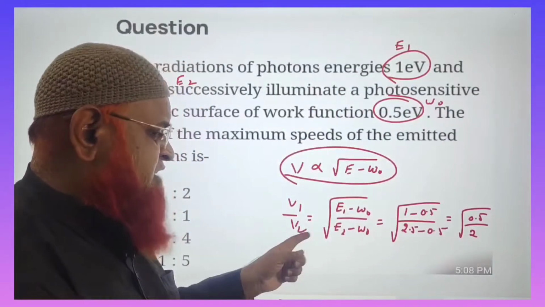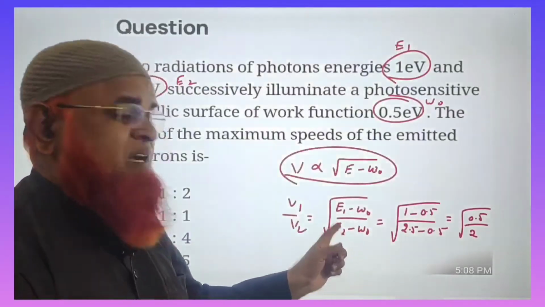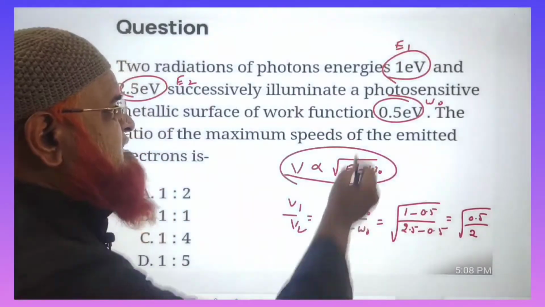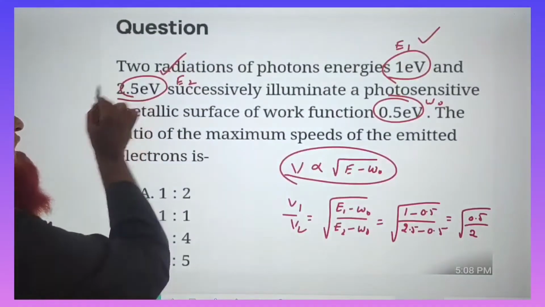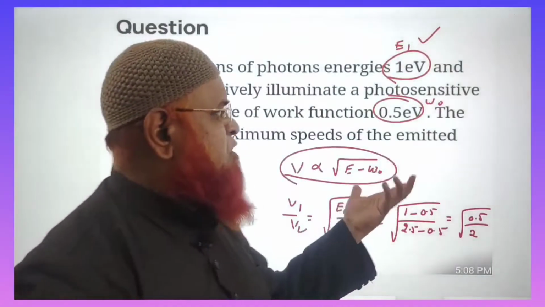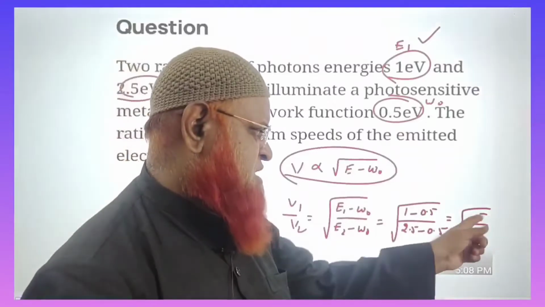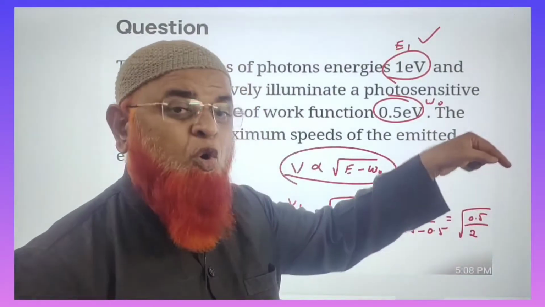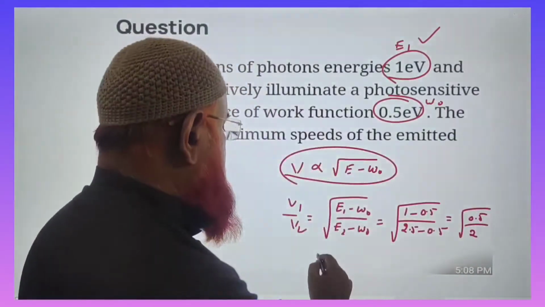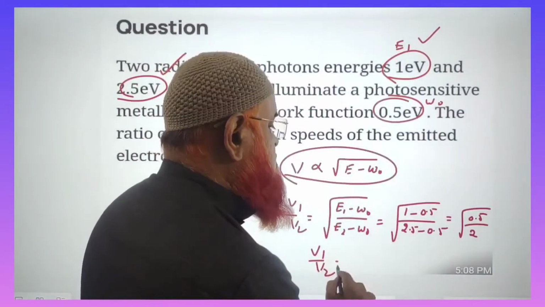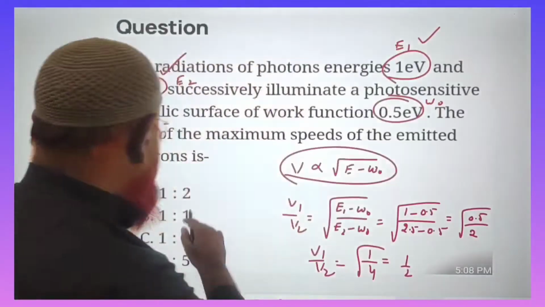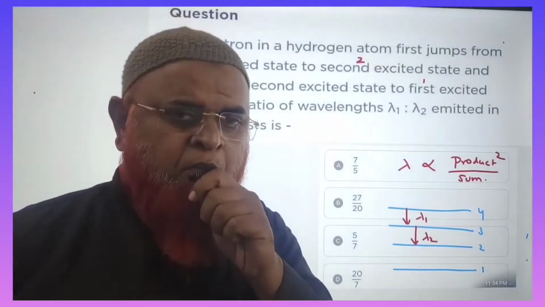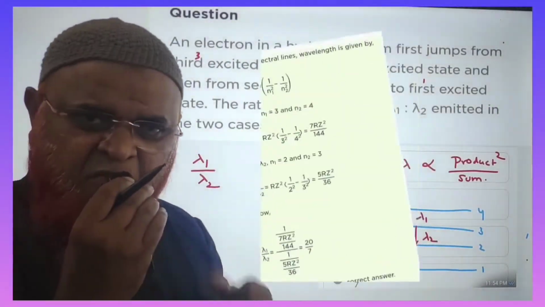So therefore V1 by V2 is equal to square root of E1 minus W naught divided by E2 minus W naught. It is given that E1 is 1 electron volt, E2 is 2.5 electron volts. W naught is common, 0.5. You just do the difference, you will be getting square root of 0.5 divided by 2. Therefore, V1 by V2 is equal to square root of 1 by 4, which is 1 by 2. So your answer is?